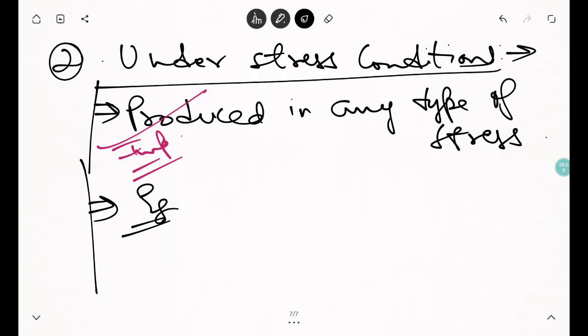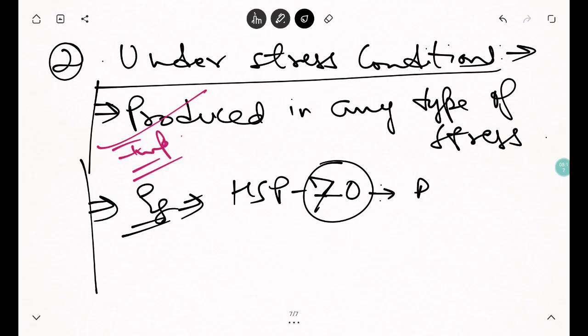An example of HSPs produced under stress conditions is HSP 70. Again, it represents the molecular weight of the HSP molecule. Okay, so this is it. Now let us talk about an additional HSP molecule, which is called the ubiquitin HSP molecule.